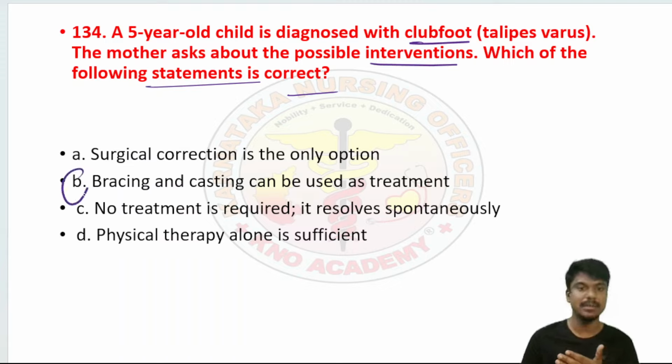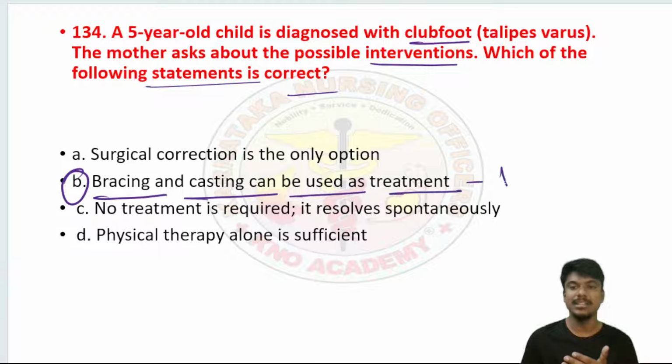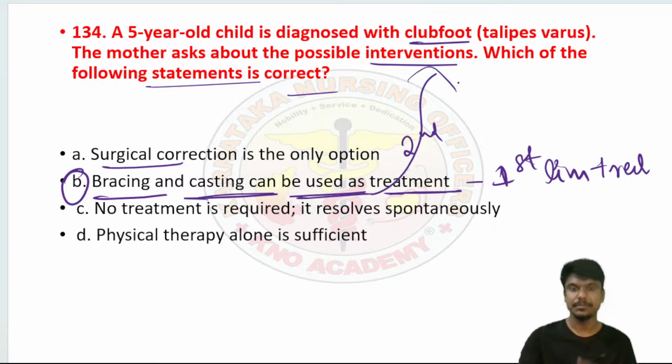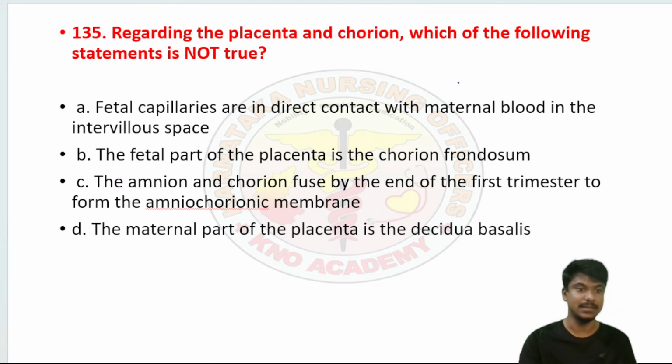Here option B is the right answer. Bracing and casting can be used as a treatment. This is the first line treatment. If the first line treatment fails, we go for surgical correction. This is the second line treatment. So we should always prefer the first line treatment. So option B is the right answer: bracing and casting can be used as a treatment for clubfoot.